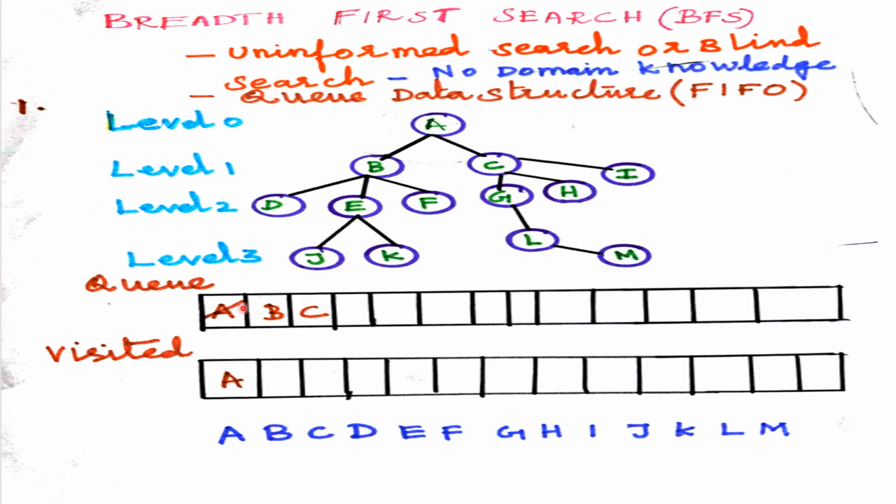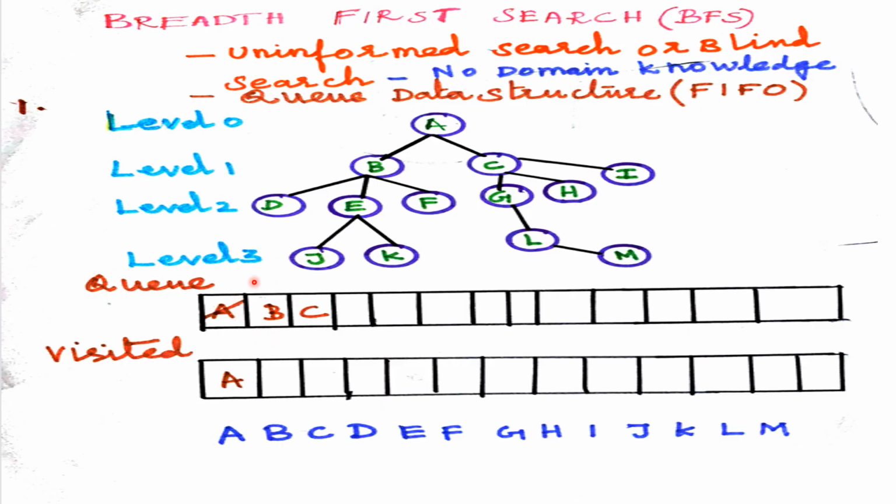So A is removed from the queue and then it will be added to the visited list. Then explore A, and A is explored in the tree structure. So the children of A, B and C, will be filled in the queue structure. So B and C. So what is the next step?